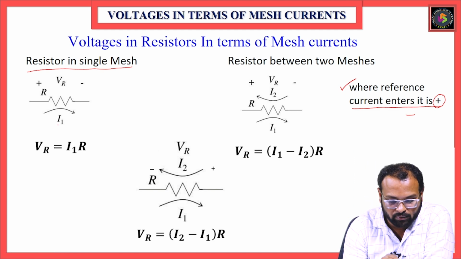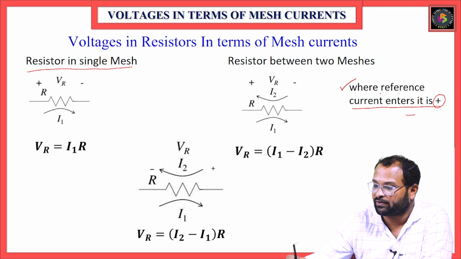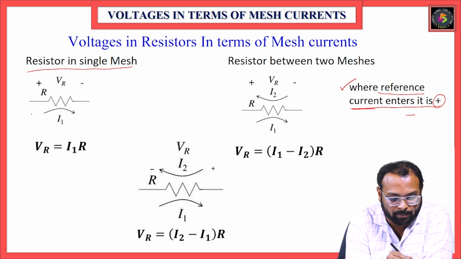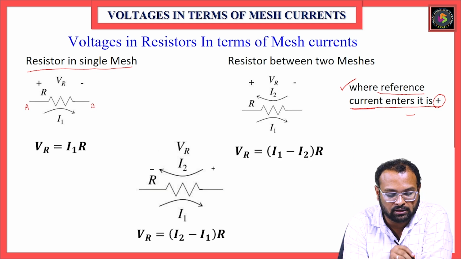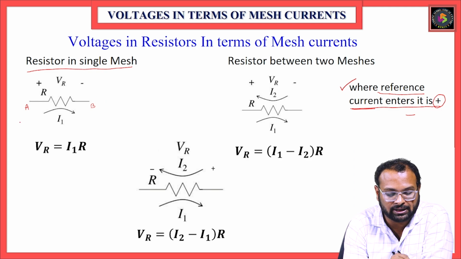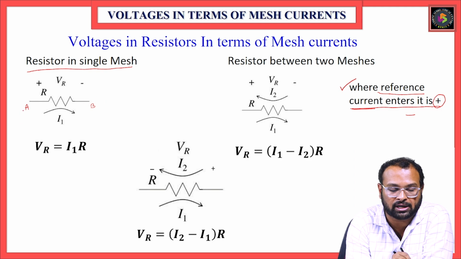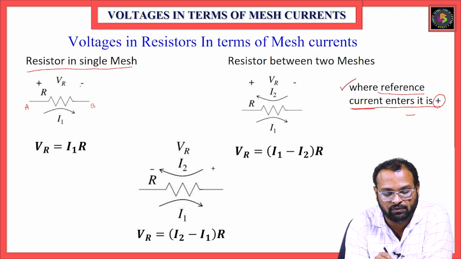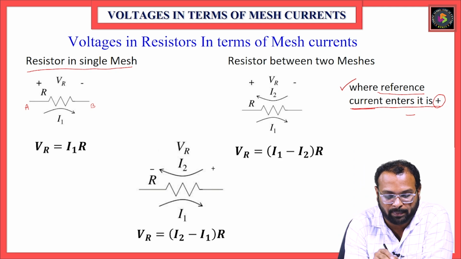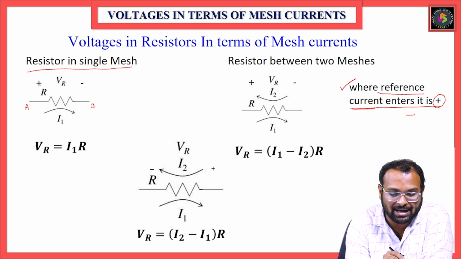We'll see that when we are considering this resistor, that mesh current direction. Here the reference current I told means each mesh current. Suppose the mesh current is flowing from this point A to this point B. So this is the direction of mesh current. Wherever the mesh current is entering, I will consider as a plus, and wherever it is leaving, I am considering as a minus.